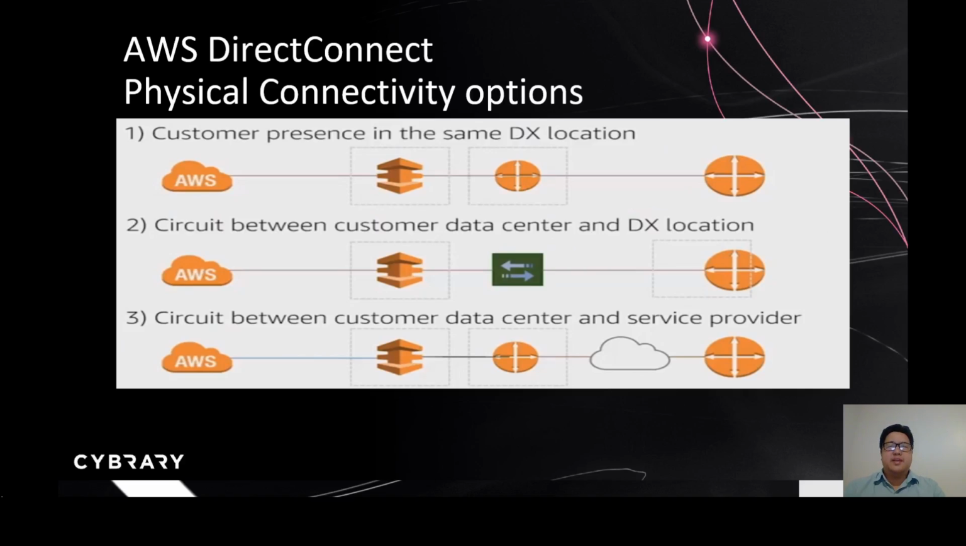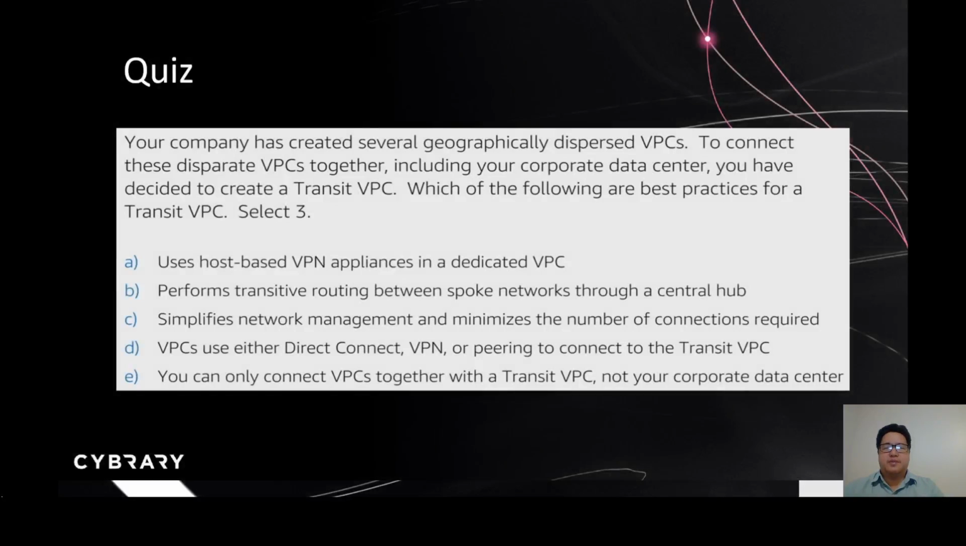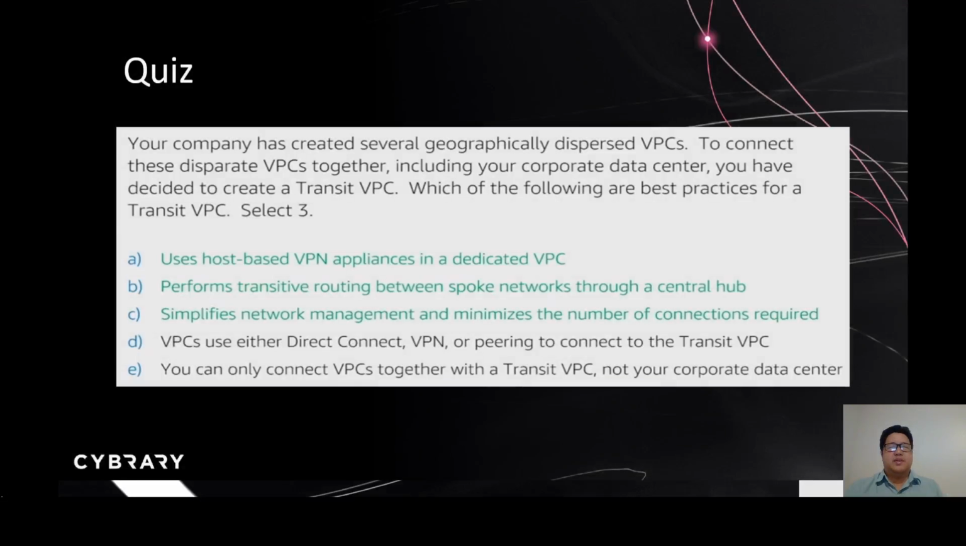Quiz. Your company has created several geographically dispersed VPCs. Connect these dispersed VPCs together. Which of the following are best practices for a transit VPC? Select 3. The answers are A, B, and C. Use host-based VPN appliances in a dedicated VPC. Perform transitive routing between spoke networks, and simplify network management. So basically, those are Amazon feature-centric, which gives a lot of benefits to the client.